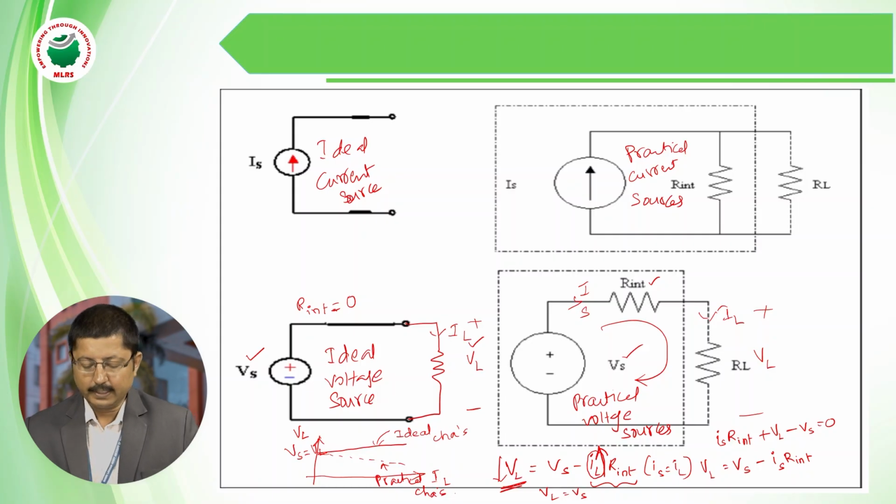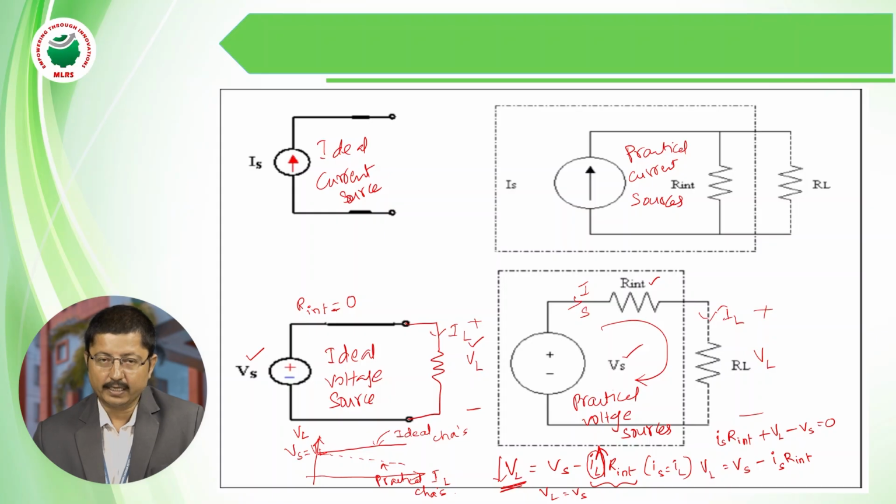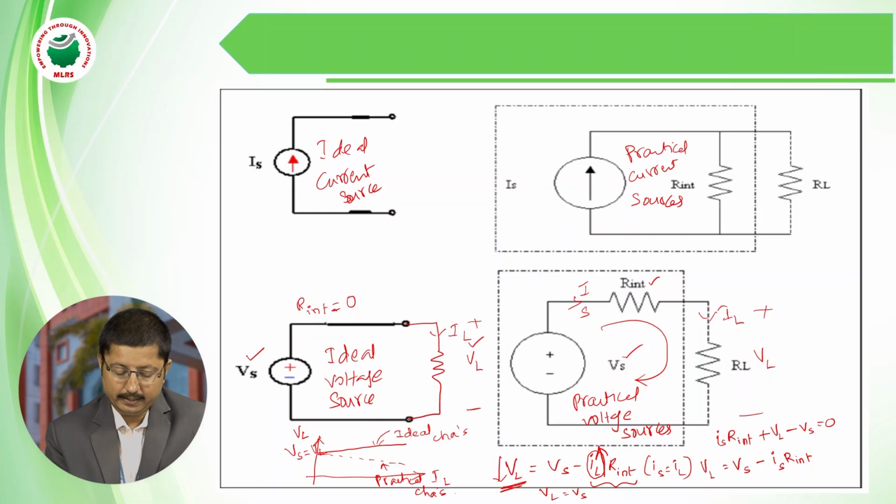So this is regarding the ideal and practical voltage sources. Coming to the ideal current source and practical current source, here also we will analyze the VI characteristics of the ideal current source and the VI characteristics of the practical current source.